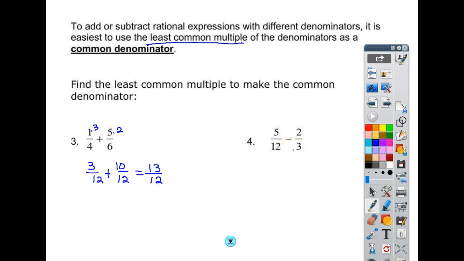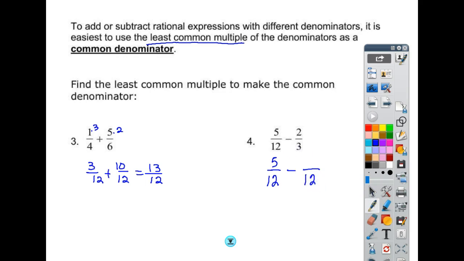So you get 13/12. Okay, here you're subtracting. So 12 and 3 both go into what? Yeah, 12. Don't overdo it and say 36 if you can help it, or 24. Keep it the smallest possible. So you don't have to change the 5 12s, but I should have made that a 12.